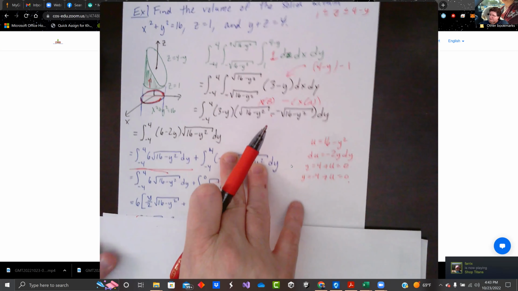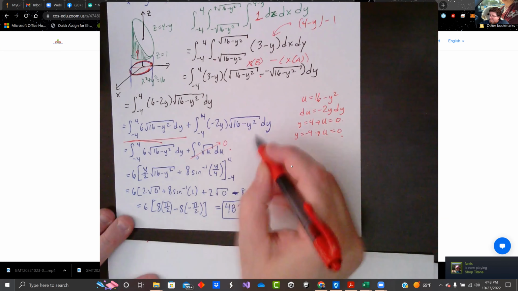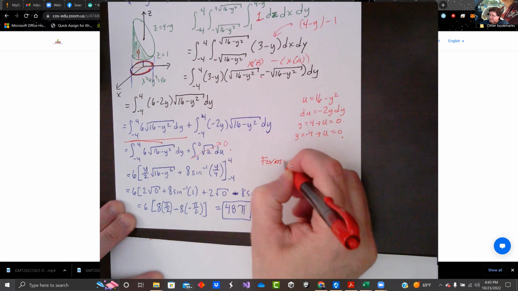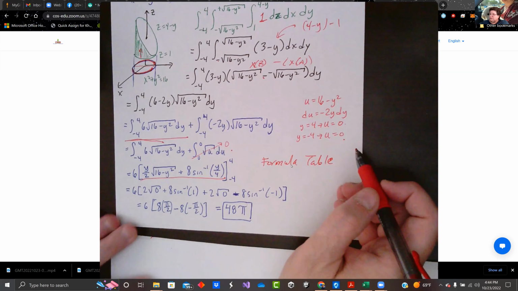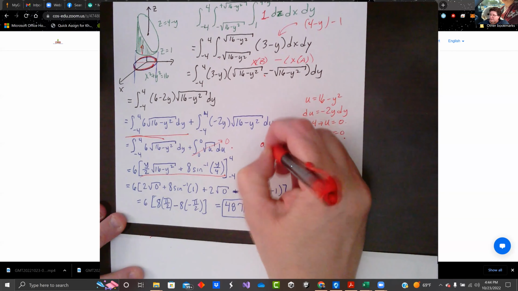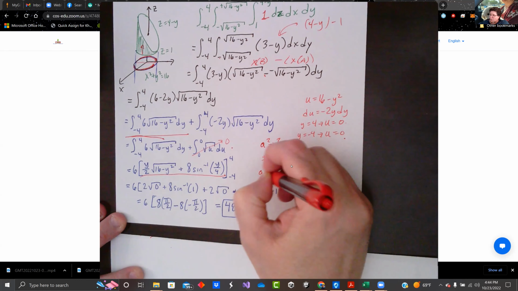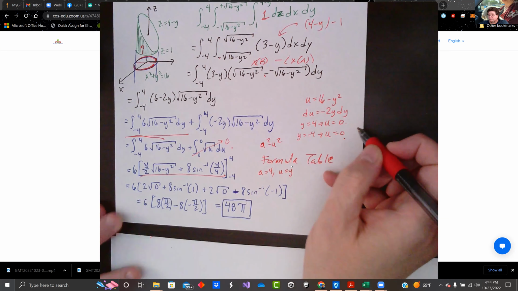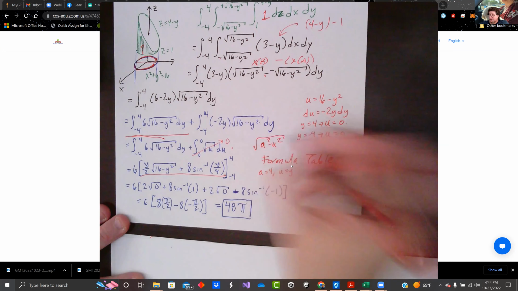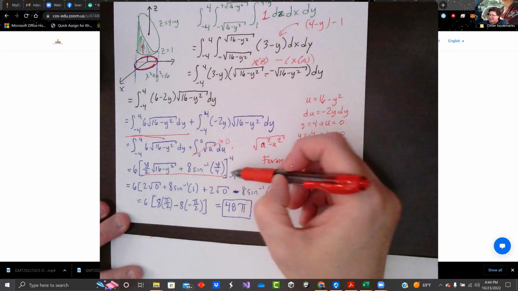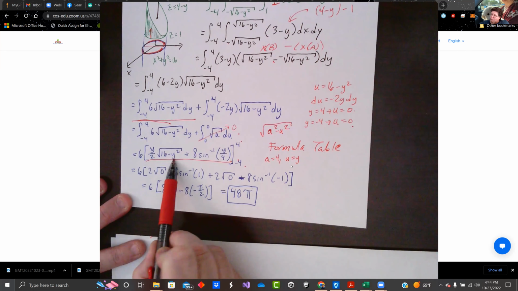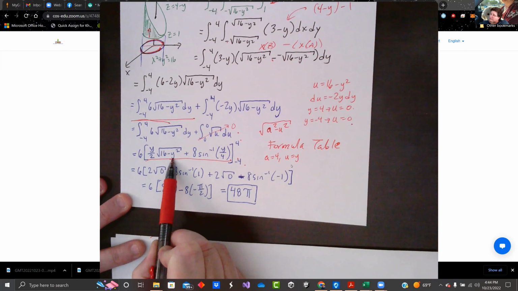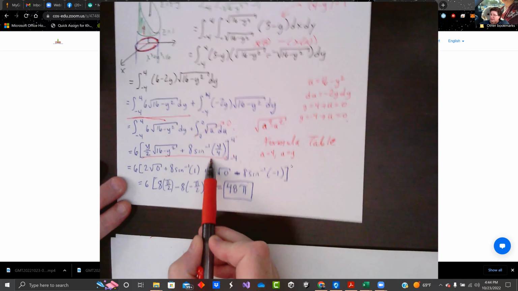This gives us a sine inverse. This was from a formula table. I don't have this memorized. That's from a formula table where they have the square root of a squared minus u squared, and I have a equals 4 and u equals y. That's the thing we plug in 4 or negative 4. You'll see when we plug in 4 or negative 4, this square root goes to 0 each time. So we really just have the 8 sine inverse of y over 4.